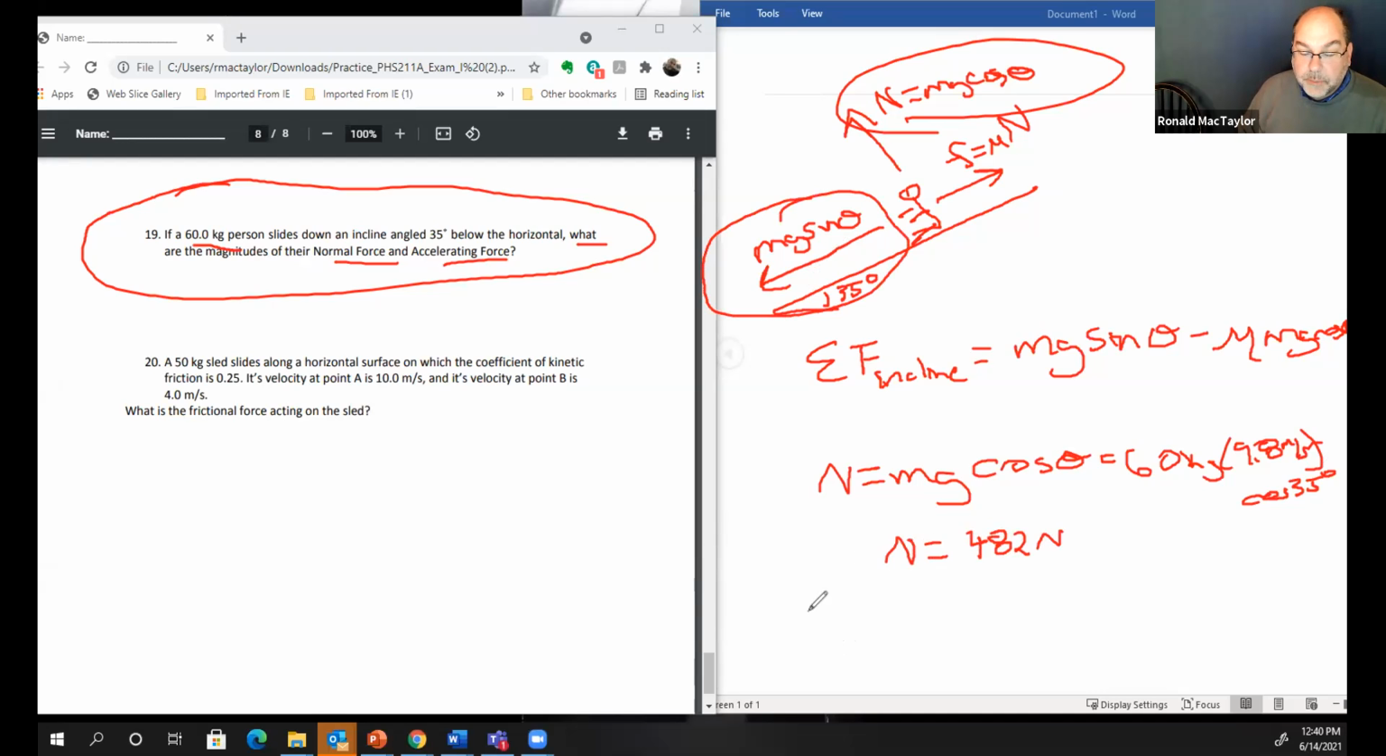and the accelerating force, that's what I call the force that compels the person to slide down the slide, is mg sine theta, same m, same g, same theta, but now it's sine instead of cosine. So 35 sine times 9.8 times 60 is 337 newtons.